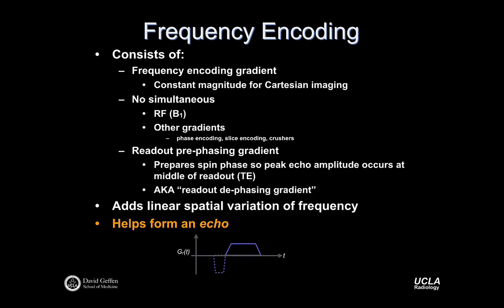It's two things happening at the same time. One is this pre-phasing and the readout gradient will give us a strong signal at the echo time. But because we have this frequency encoding gradient turned on, we're actually encoding or imprinting frequency information at the same time. So it's sort of two for one in some sense.